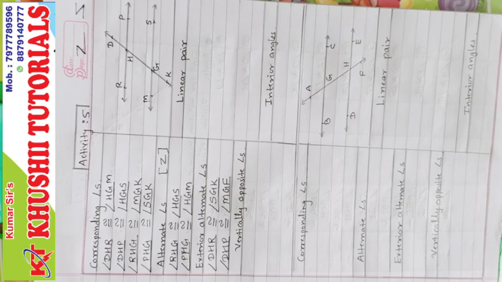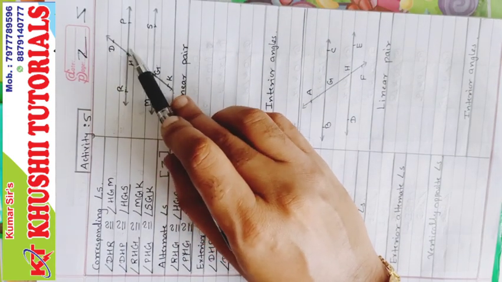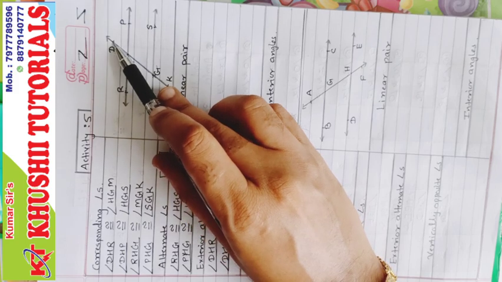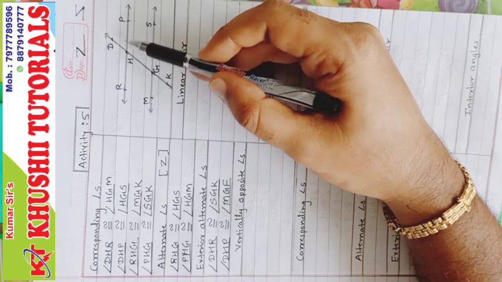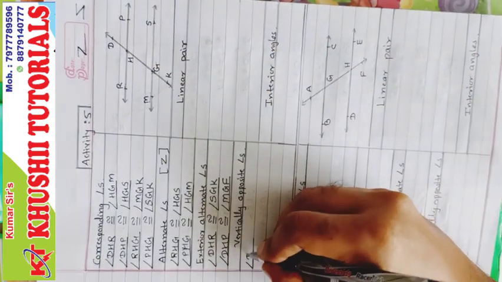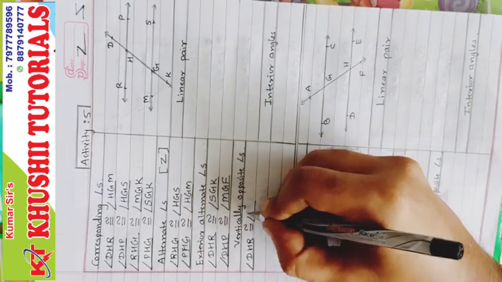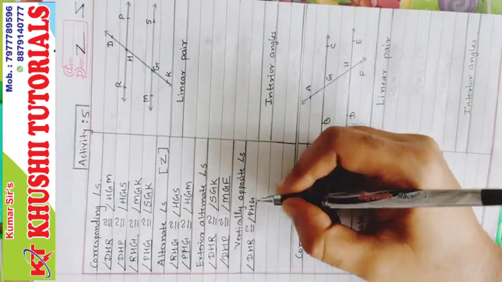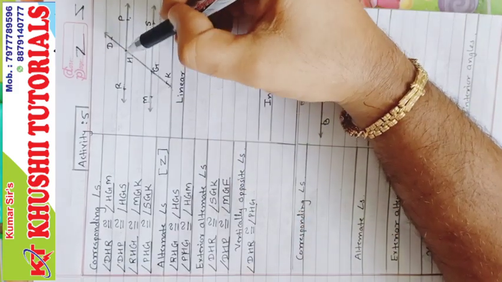Next is vertically opposite angles. Vertically opposite is so simple. First this angle and this angle. The first name of this angle is DHR, and its vertically opposite is PHG. Angle DHR is congruent to angle PHG. Angle DHP is congruent to angle RHG.